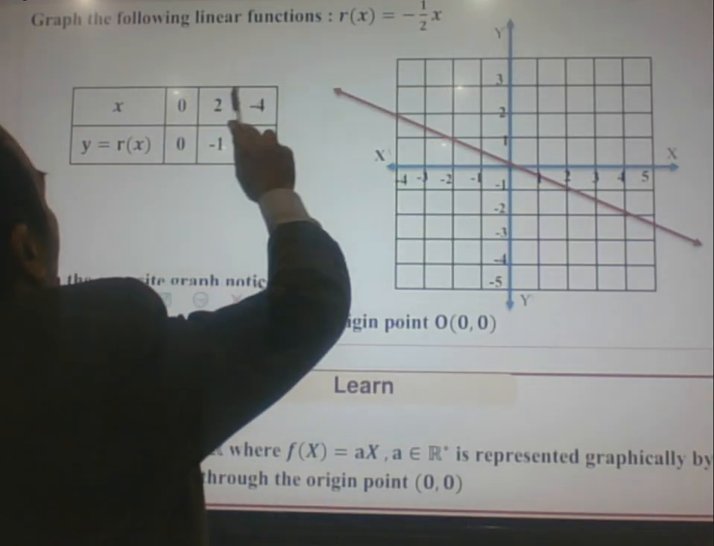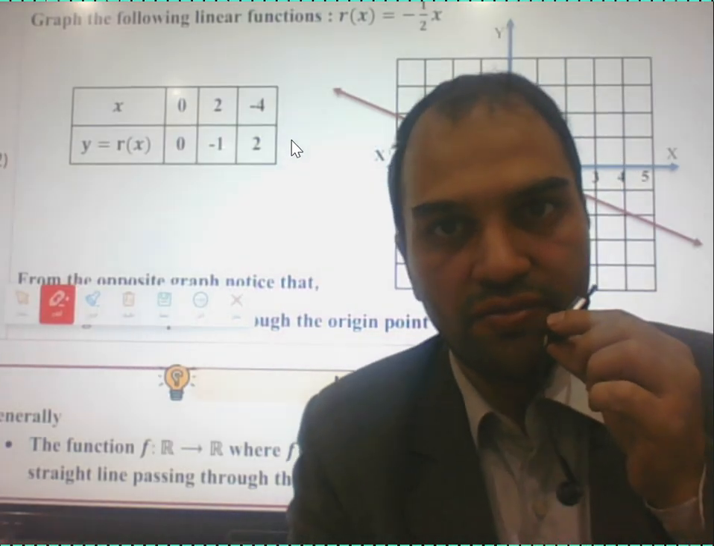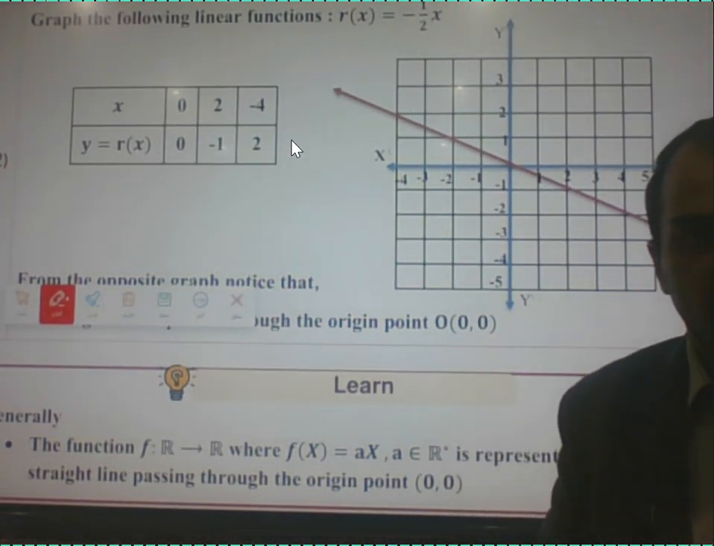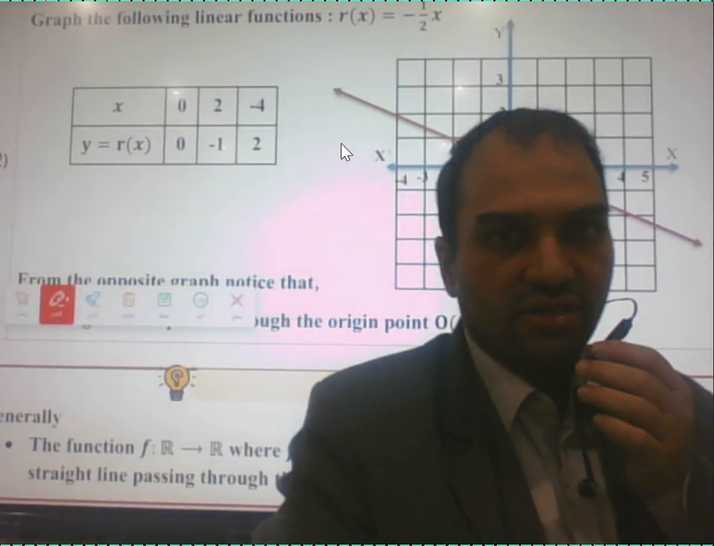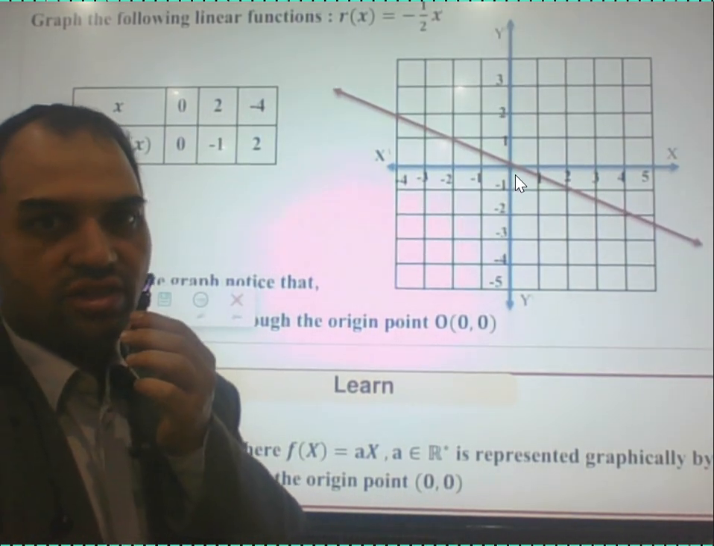And put the value of x equal to negative 4. Negative 4 times negative half will be 2, because 4 divided by 2 equals 2, and negative times negative equals positive. And then we can represent the points here: 0 with 0 here, and second, 2 with negative 1.